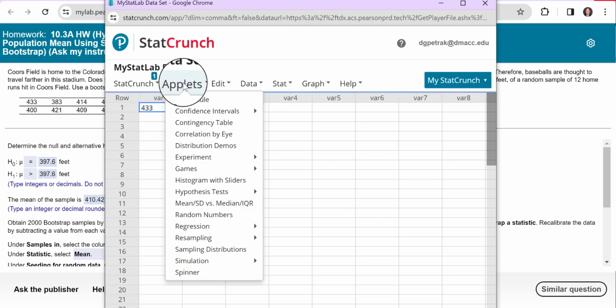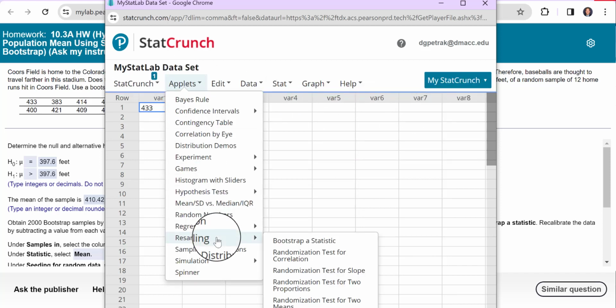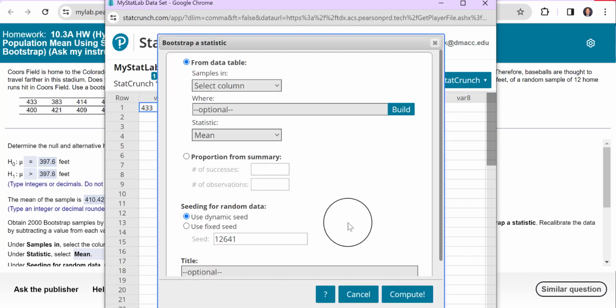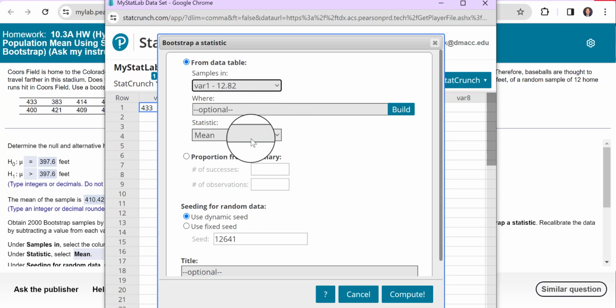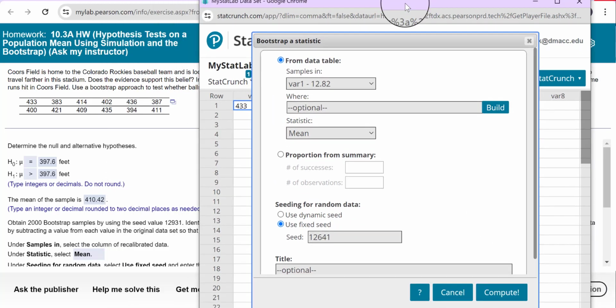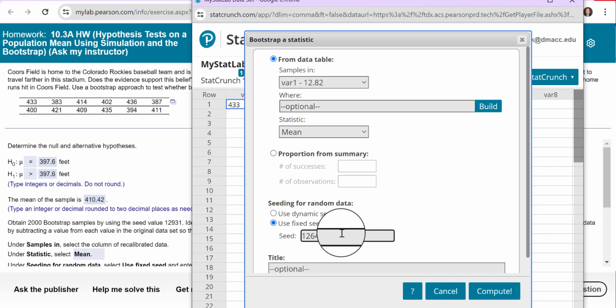So go to applets, resampling, bootstrap a statistic, and then we are going to find our samples in this adjusted area. We're doing it for the mean. It gave us a fixed seed here of 12931.